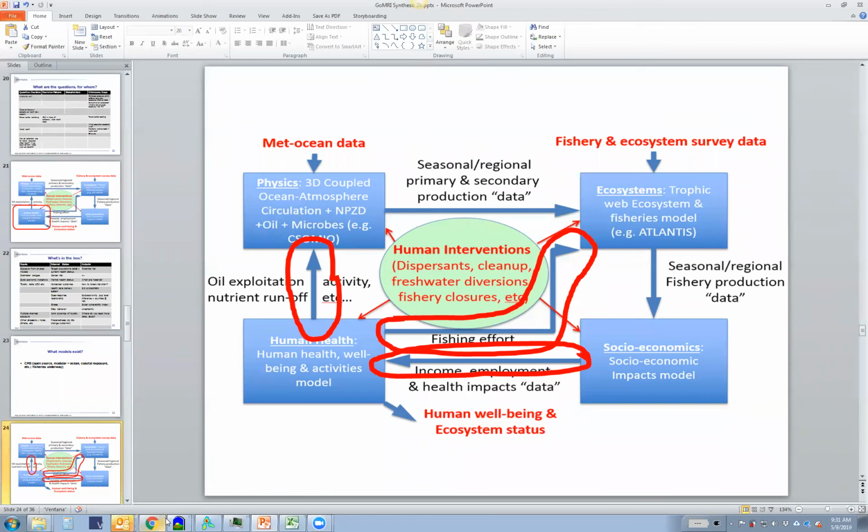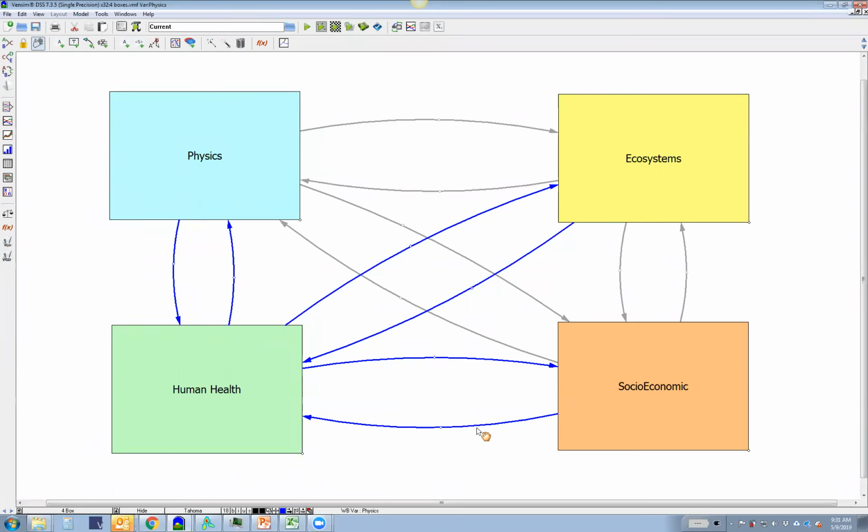So I've made a simplified version of this that we can just annotate on the fly. We've already talked about a bunch of things here. So one is fate or transport from physics, which is an input from the physics box to the human health box. I've indicated with arrows all possible causal connections here. I don't know if there actually is a connection from the human health box back to the physics box. Does that ring a bell with anybody?